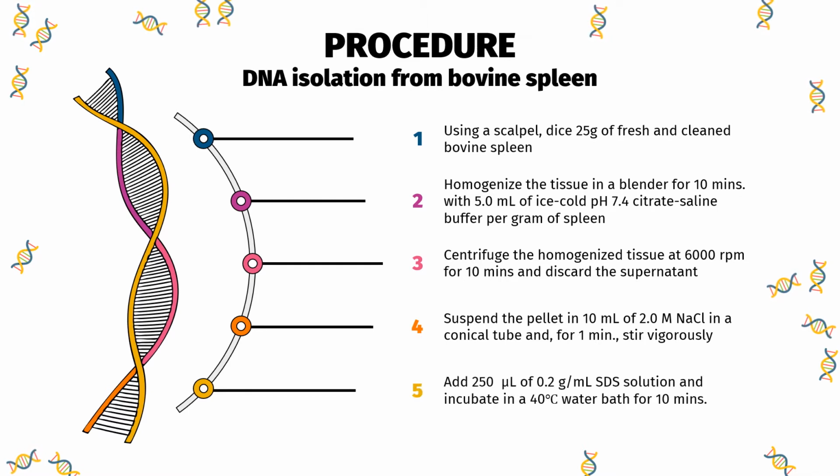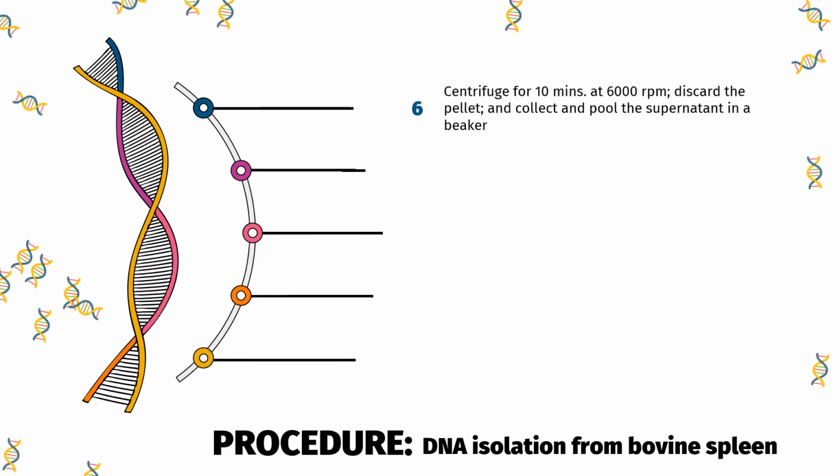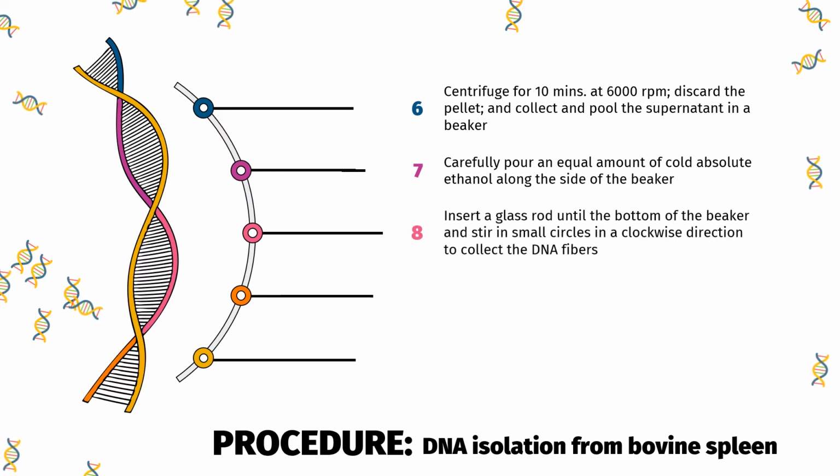Next, add 250 microliters of 0.2 gram per ml SDS solution and incubate in a 40 degrees Celsius water bath for 10 minutes. The next step is to centrifuge it at 6,000 rpm for 10 minutes, after which discard the pellet and transfer the supernatant to a beaker. Carefully pour an equal amount of cold absolute ethanol along the side of the beaker. And then, insert a glass rod to the bottom of the beaker and stir in small circles in a clockwise direction so that you could collect the DNA fibers.